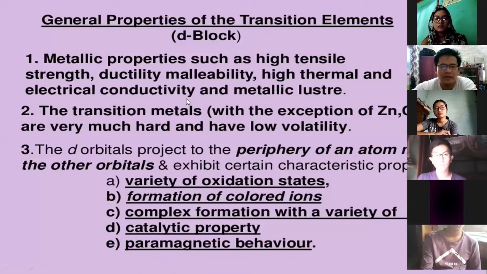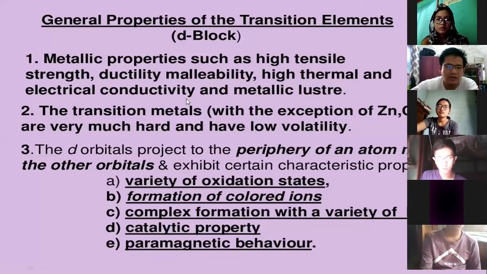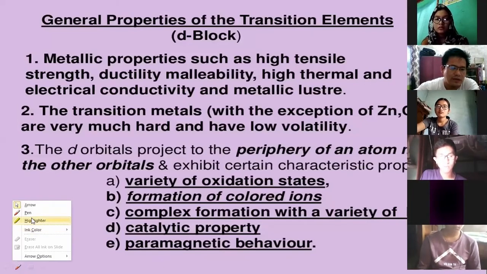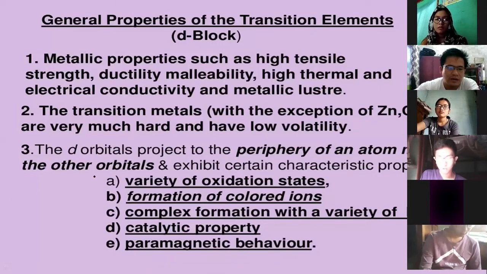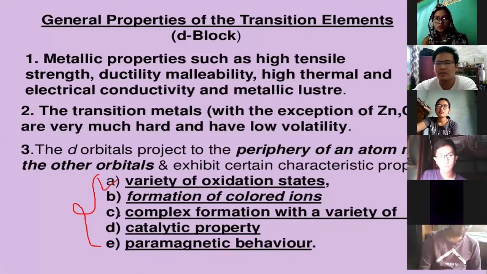And the d orbitals are at the periphery of an atom, more than the other orbitals, and exhibit characteristic properties. So this is a point that comes up in your council exam. Name some characteristic properties of d block elements. One is variable oxidation state.